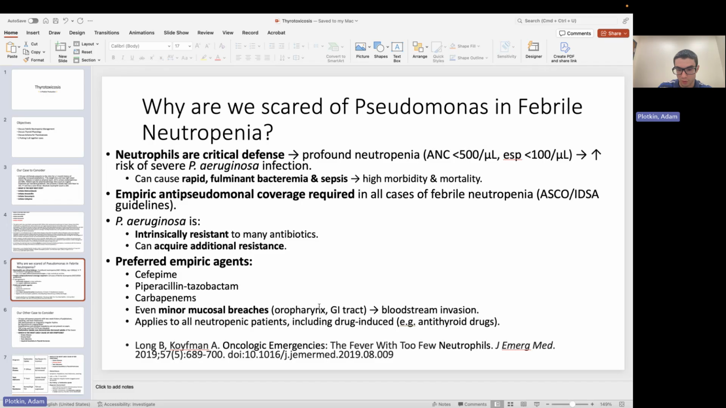Even minor mucosal breaches, like in the oropharynx or GI tract, can lead to extreme bloodstream invasion when the patient's neutrophil count is low. That applies to all neutropenic patients, right? Including drug-induced, like here with our antithyroid drug. So here's the journal article where I learned all that from several months ago. Really good article to read.